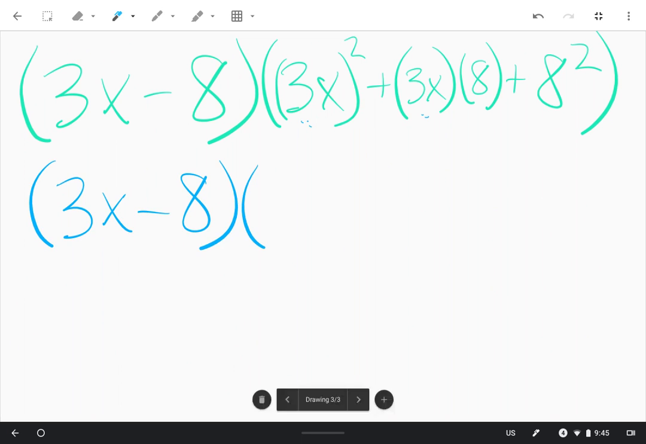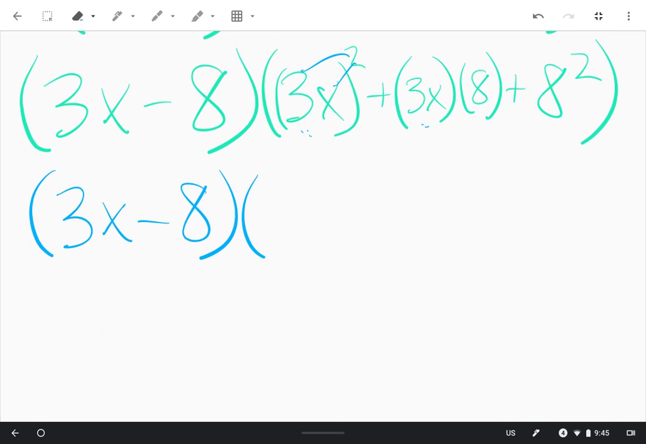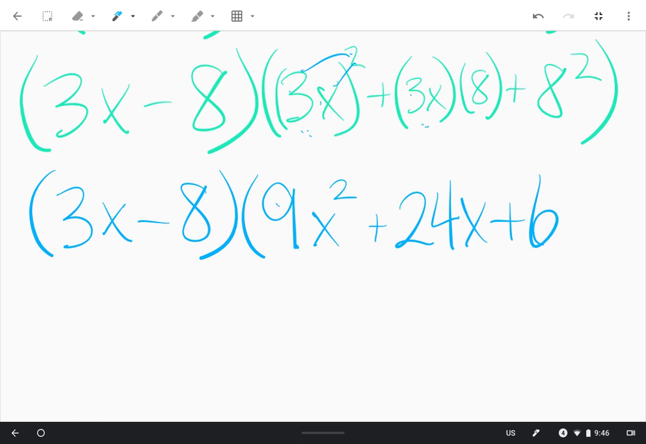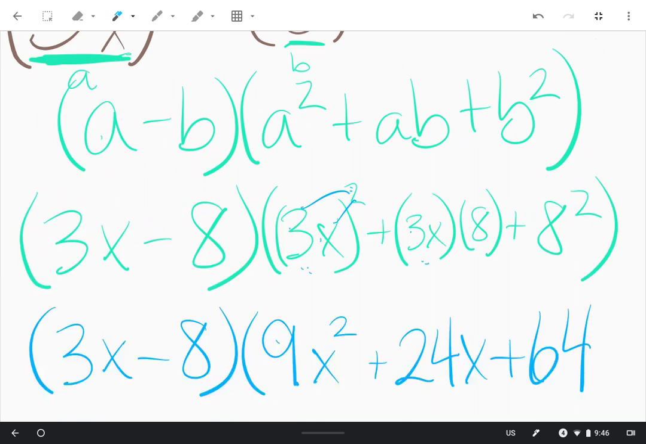3x squared is going to be 3 squared x squared. So 3 squared is 9. 9x squared. 3 squared is 9. X squared is x squared. 3x times 8 is 24x. 8 squared is 64. And I made a mistake.